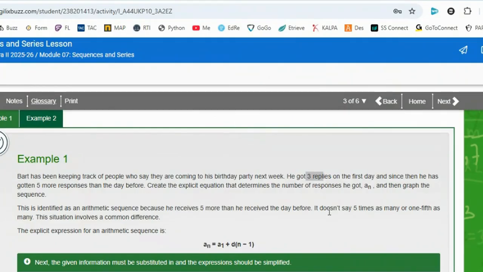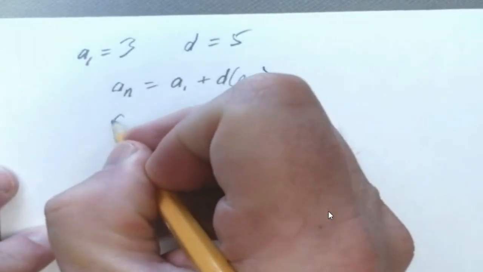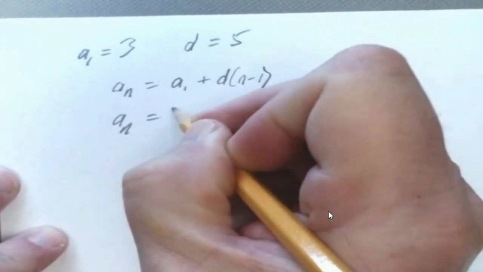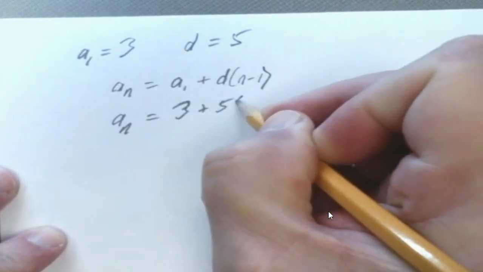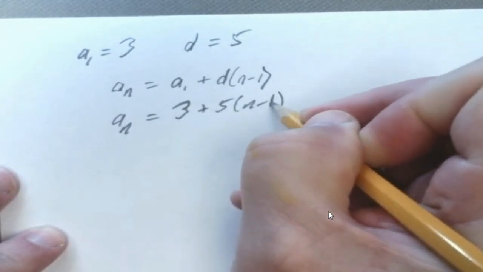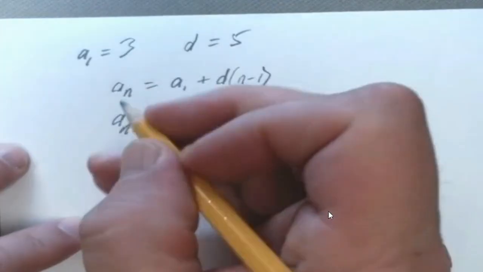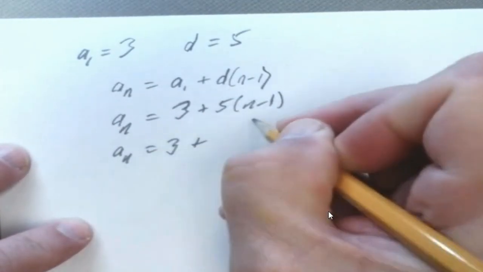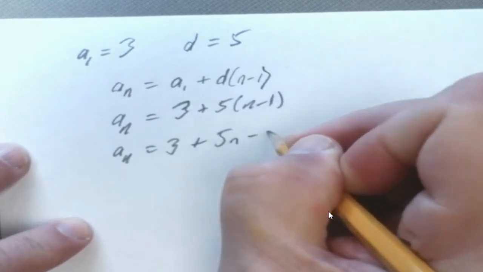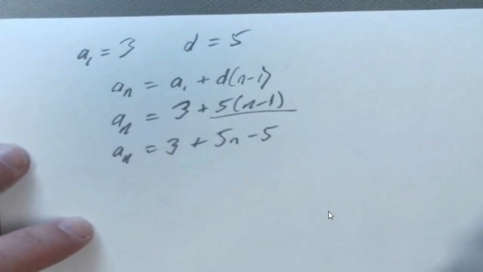So for this specific one, a sub n equals 3 plus 5n minus 1. Now we can simplify this. a sub n equals 3 plus 5n minus 5. So what I did, I got rid of the parentheses.